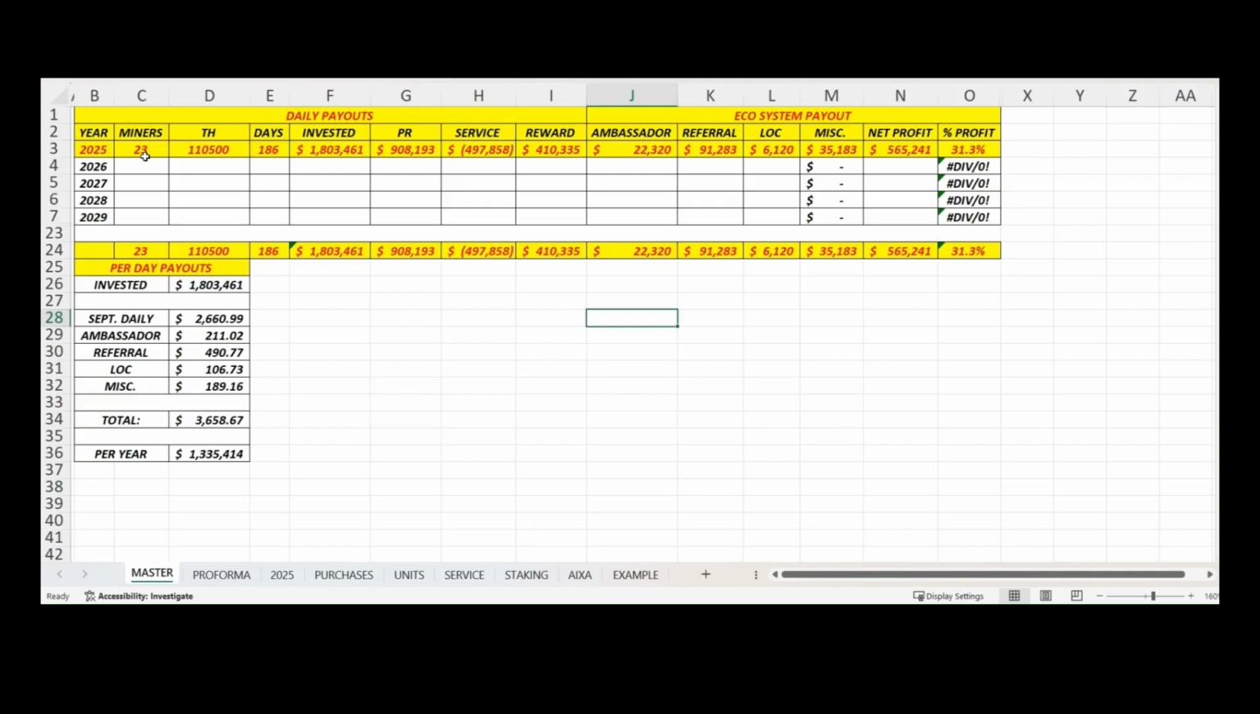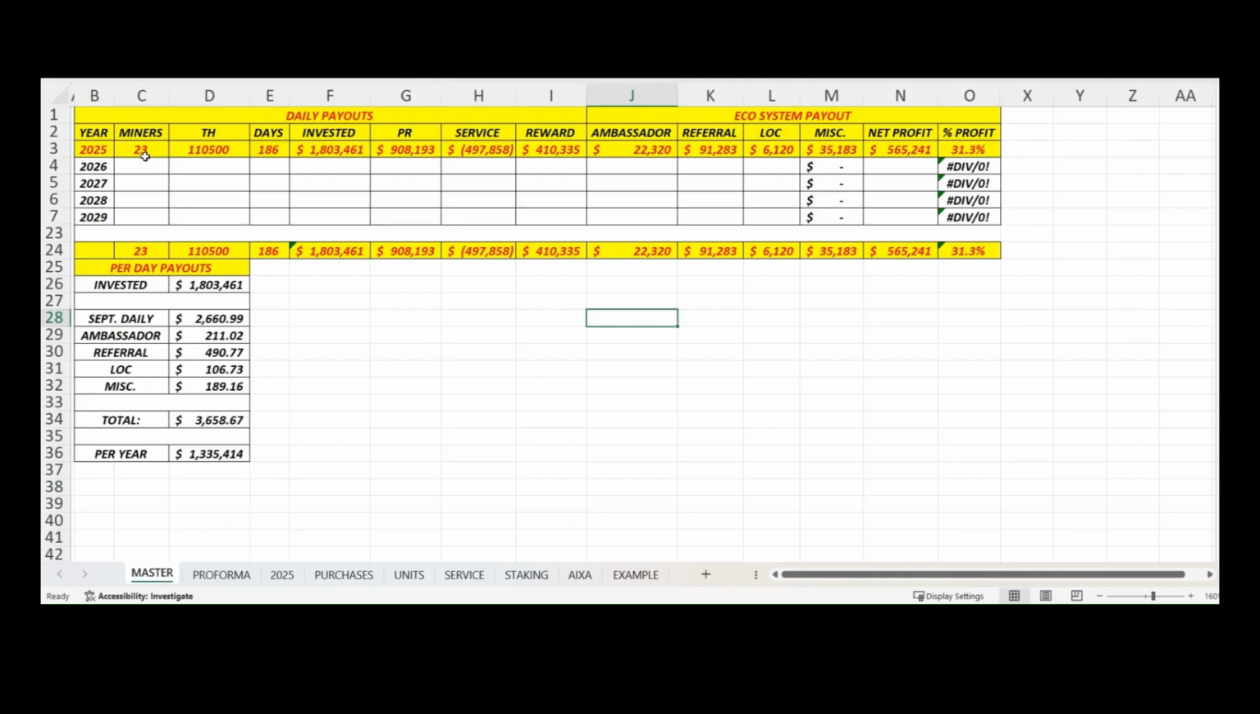Question number one. How much did Shaman 15 invest? $1,803,461. Does he regret it? Absolutely not. Question number two. The yearly ROI through 6 months, 31.7%.